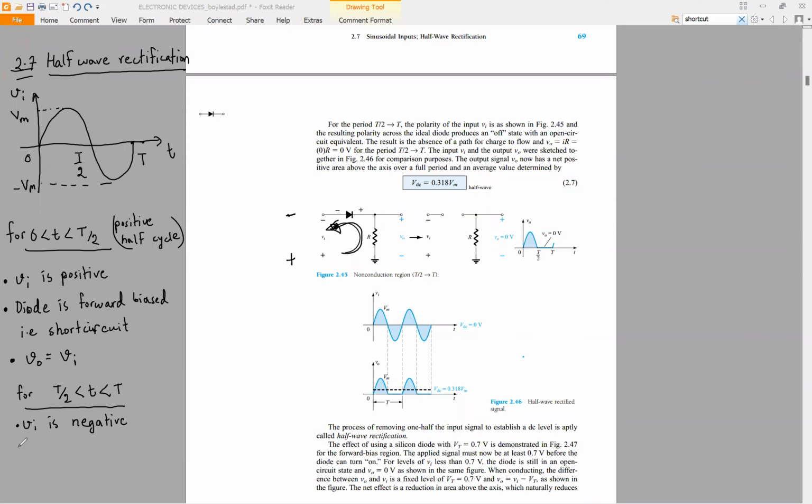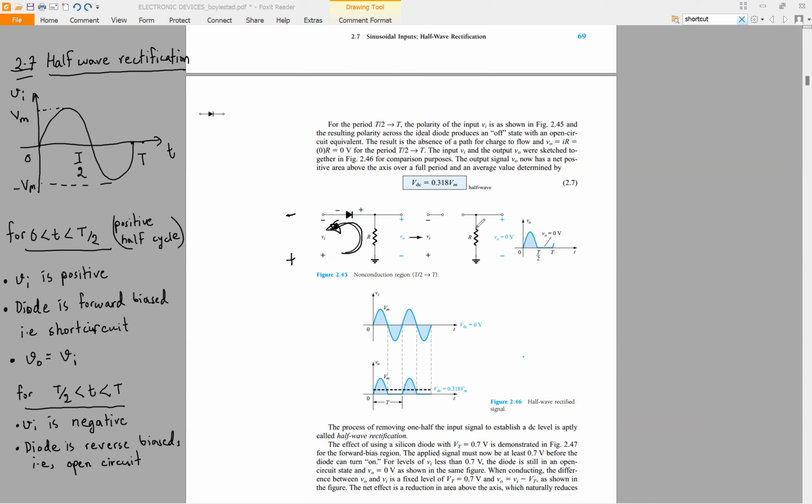So the diode is reverse biased, that is, open circuit. We already know that in an open circuit the resistance is infinity. So if the resistance is infinity, all the voltage will drop across that infinite resistance, because the resistance is so large that it will consume all the voltage.